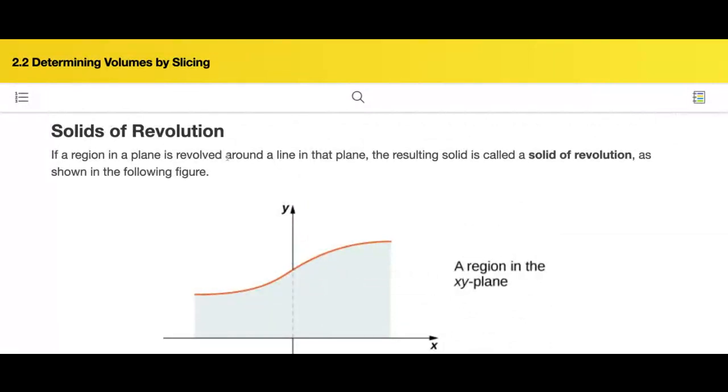Okay, solids of revolution. Let's see this one. If a region in the plane is revolved around a line in that plane. Okay, what does this mean?